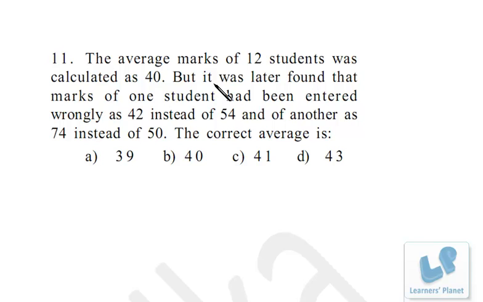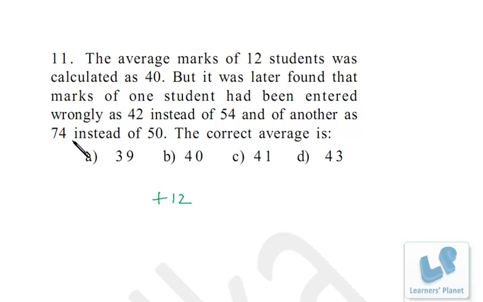Now friends, we don't have to take the total. What we can do is, whatever the difference is, we add and deduct that, and then to find out the average, we'll be dividing that by the total number of students. Initially, 42 had been entered wrongly instead of 54. So we add 12, right? So the overall total is increased by 12. And another as 74 instead of 50. Now that is a difference of 24.